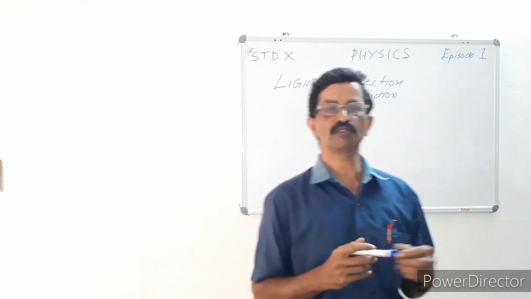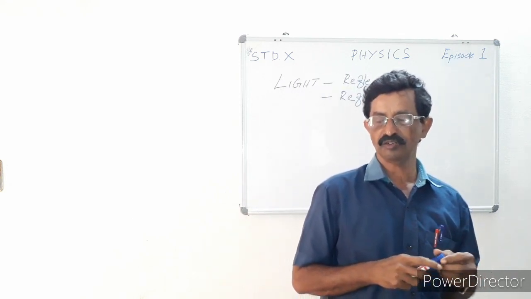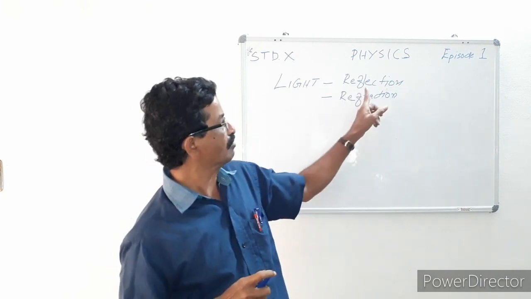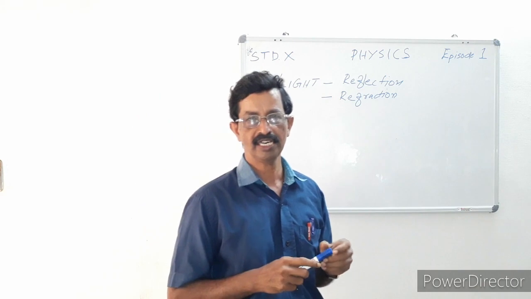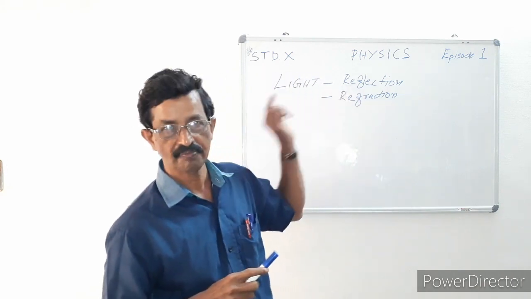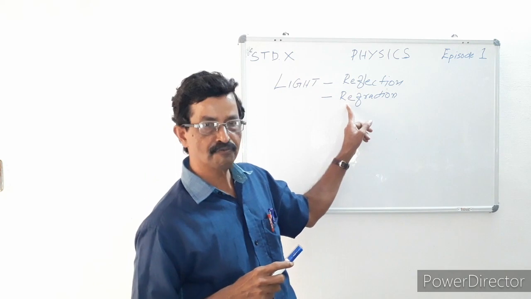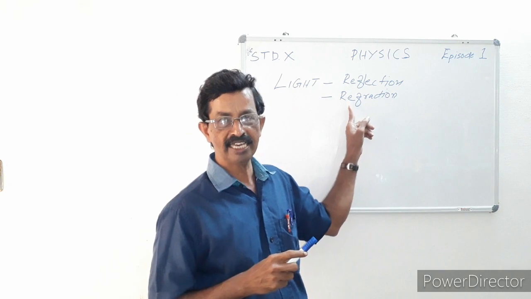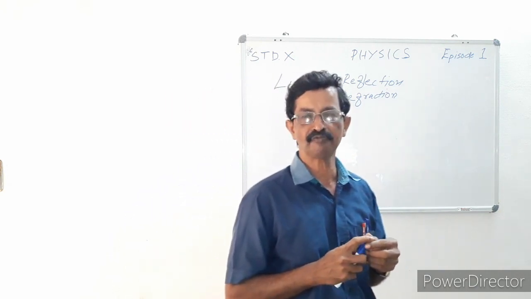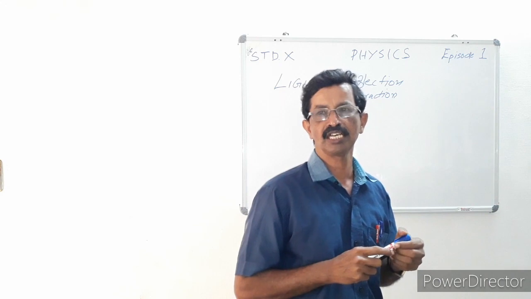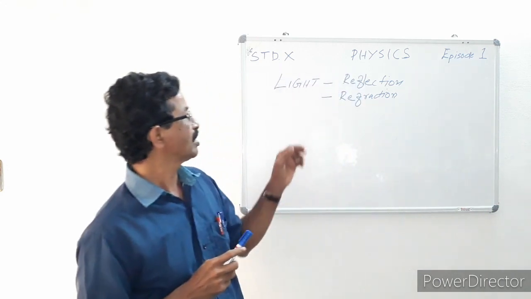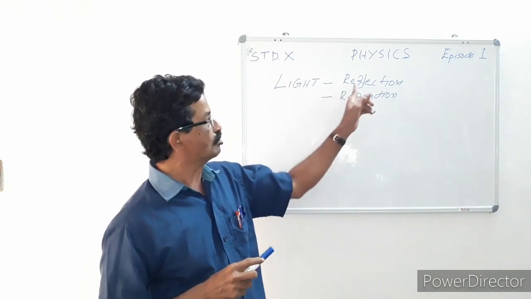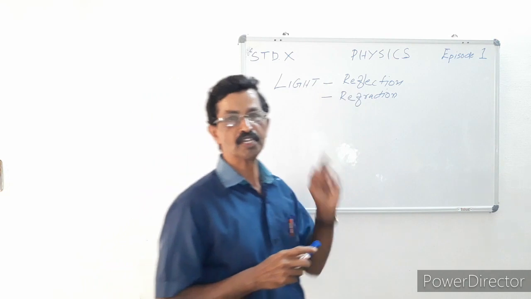There are different properties of light, we know. We want to discuss here the reflection of light, second the refraction. Similarly, there are other properties like diffraction, interference, polarization, etc. Now, we are going to deal with the reflection of light.